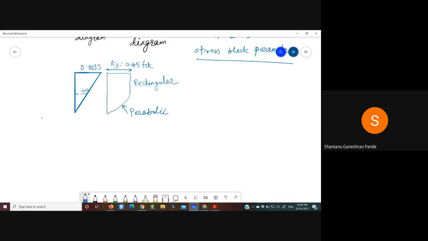Then the force at which the resultant acts, the distance, that is the K2 distance you will be getting here. So K3 is 0.45. So this K3 comes here. K2 will come in picture here, and this depth is 0.42 Xu. And the C value, the total force acting at that level, is 0.36 fck into b Xu. So here K1 comes in picture.